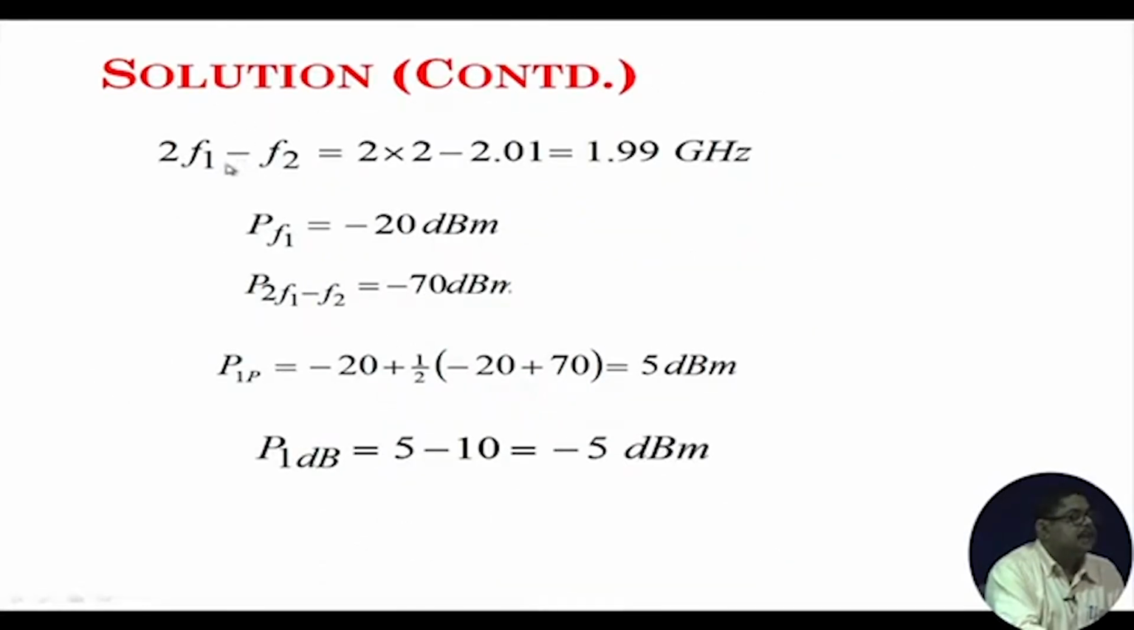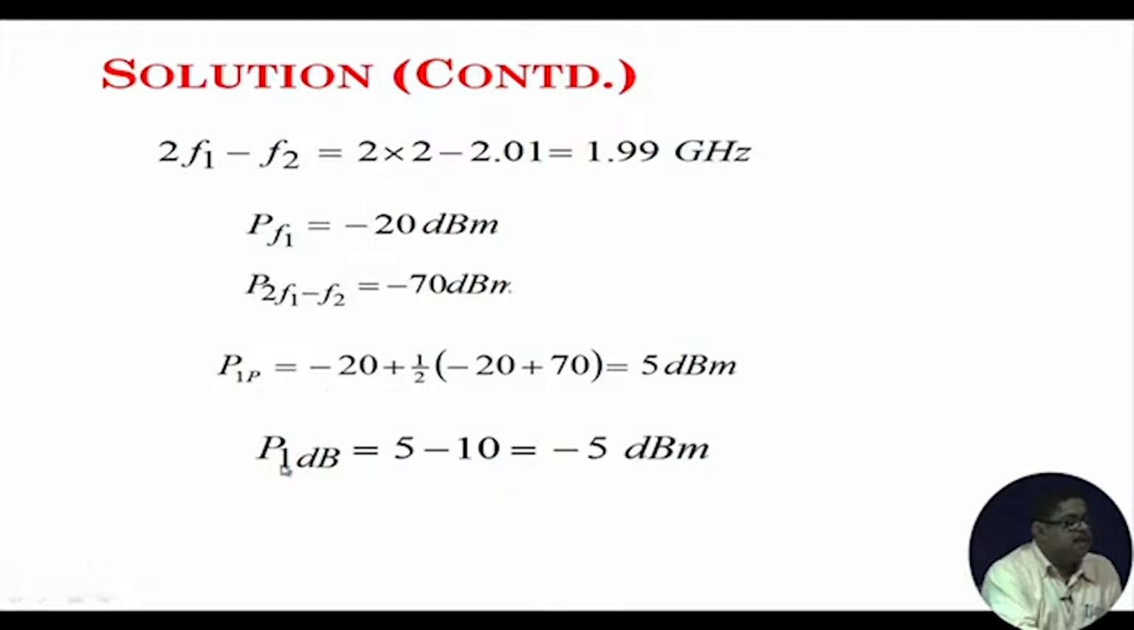Then we can find out, in our case, 2F1 minus F2 is 2 into 2 minus 2.01, which is 1.99 gigahertz. Pf1, the power at frequency 1, is minus 20 dBm, and the power at 2F1 minus F2, that means at 1.99, we have read the value as minus 70. So, POIP we can find out as 5 dBm.